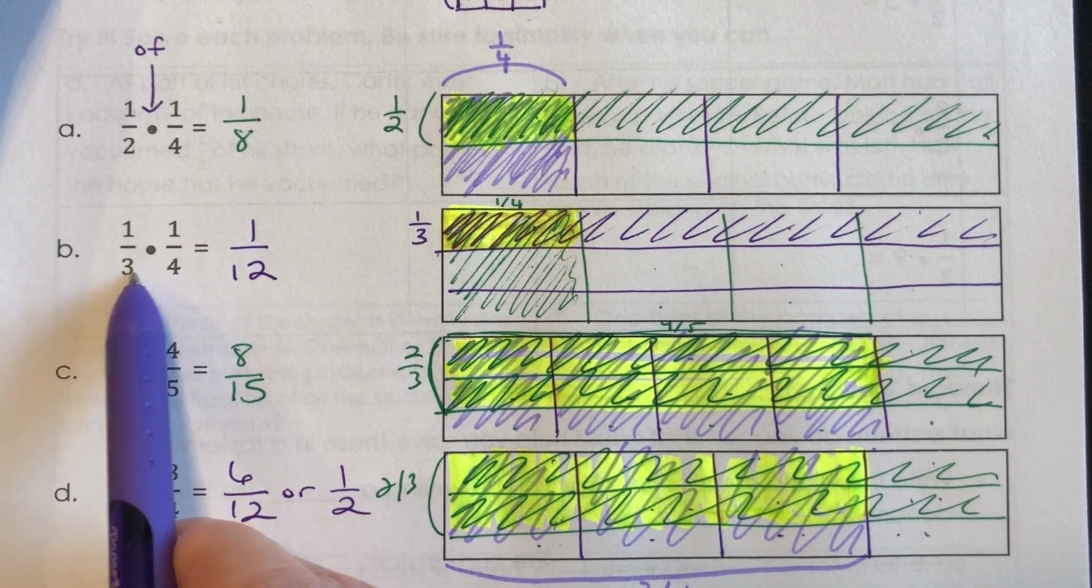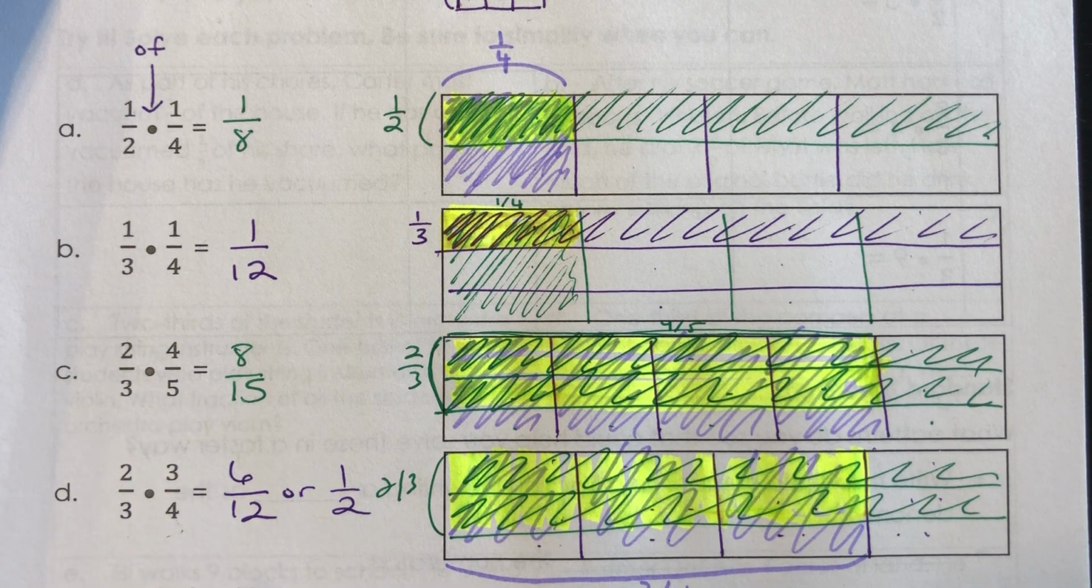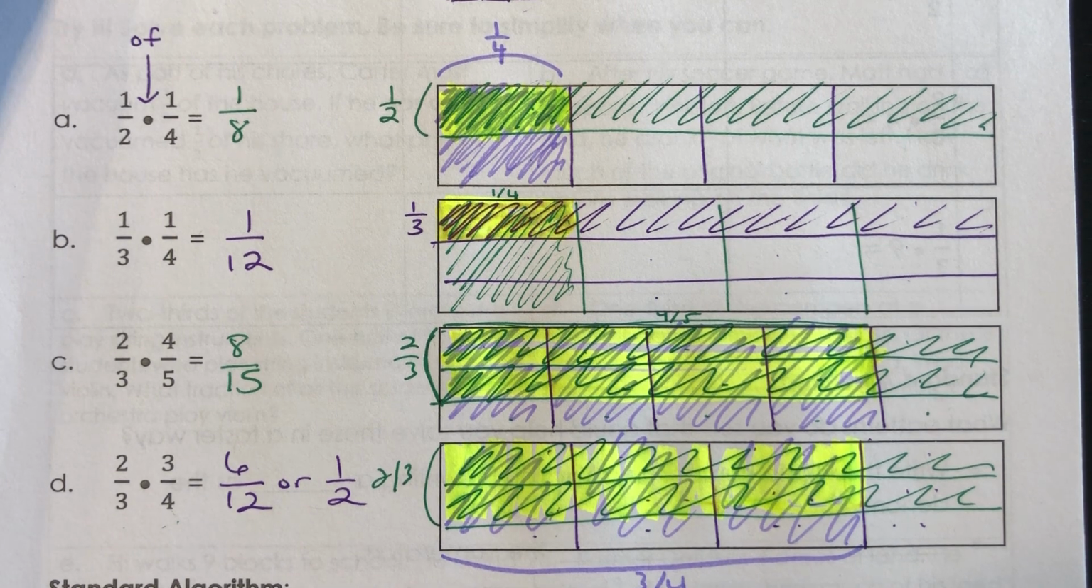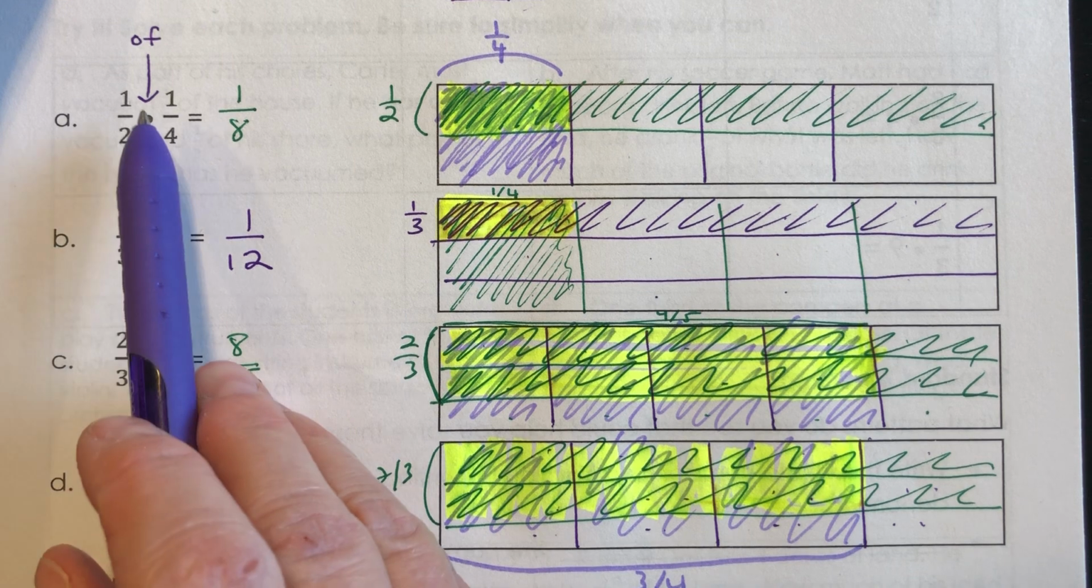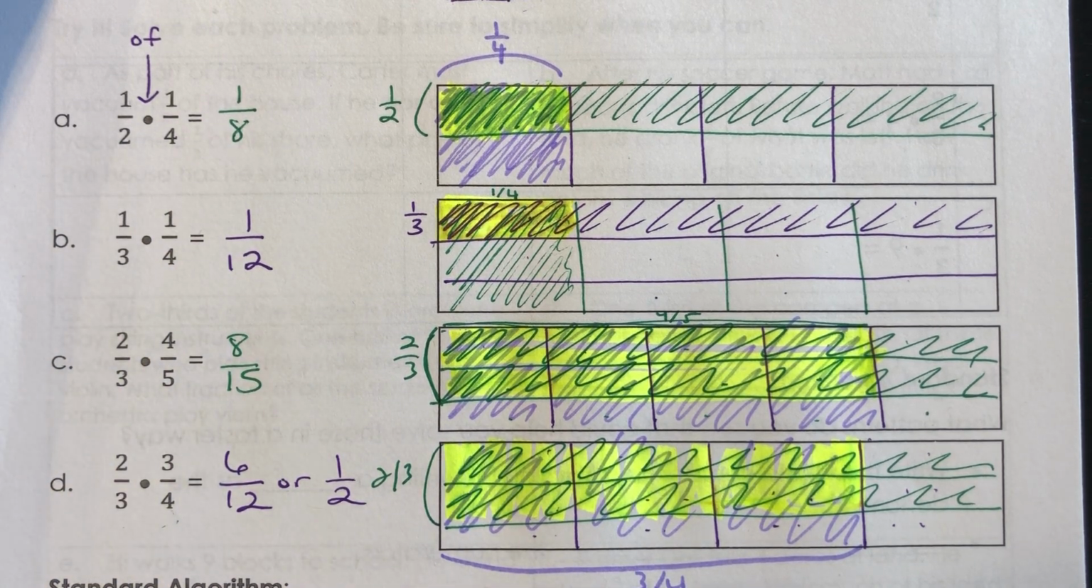1, 1, 1, 3, 4, 12. 2, 4, 8, 3, 5, 15. 2, 3, 6, 3, 4, 12. You can pause for a second, see if you can come up with a little rule of what it looks like we're doing with our numerators and denominators to get our product, our answer.